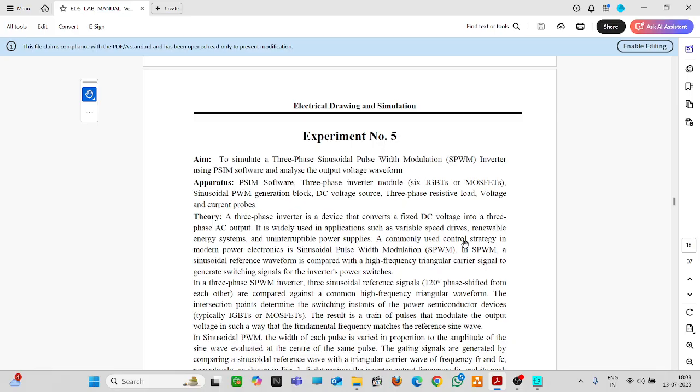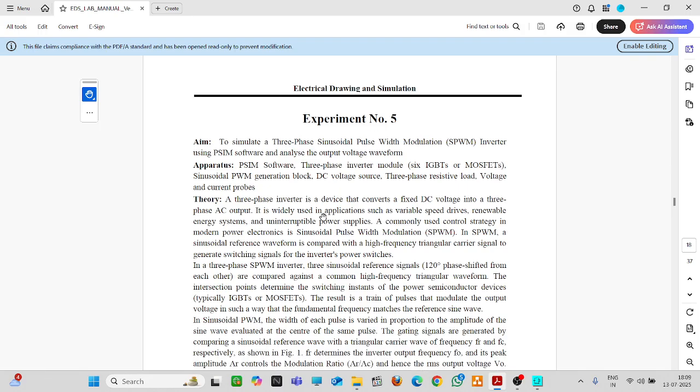So today we are going to start our experiment number 5, and experiment number 5 is all about simulating a three-phase sinusoidal pulse width modulation inverter using PSIM software. Now this inverter is going to convert the DC into a three-phase AC output, and the applications are in variable speed drives, renewable energy systems, and UPS, that is uninterruptible power supplies.